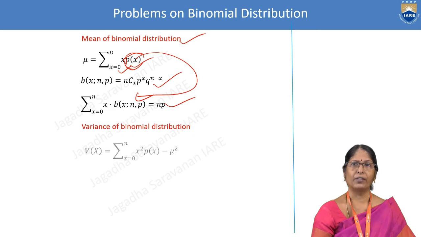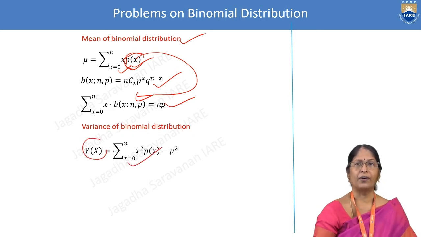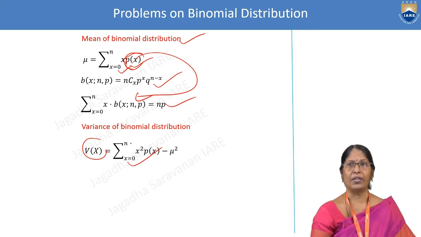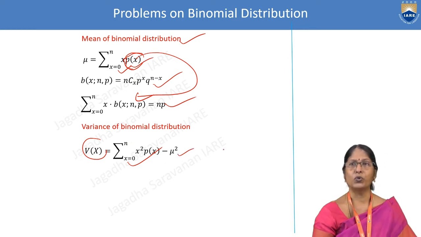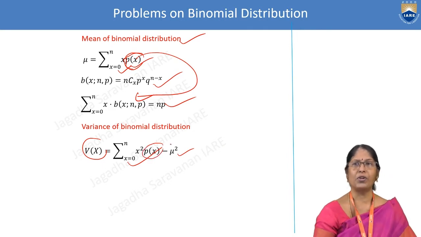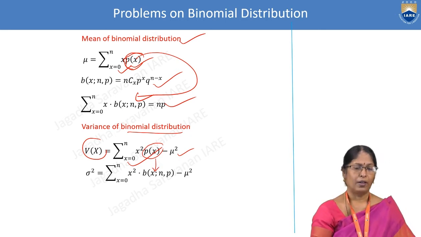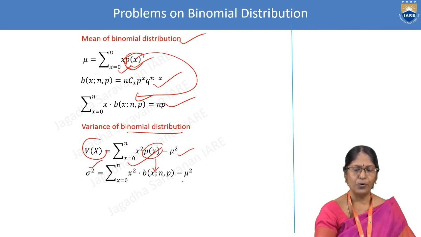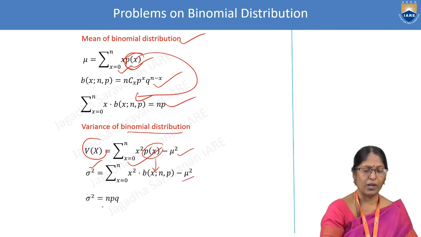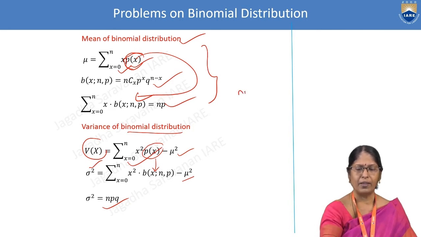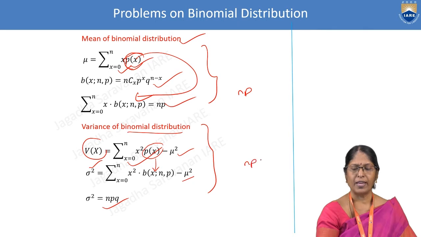Variance of the binomial distribution is this formula: V of x represents variance of the random variable, summation x equal to 0 to n, x square p x minus mu square. Here the probability distribution is replaced by the binomial distribution. The variance, sigma square, is the notation for variance of the binomial distribution. Mu is for mean. So sigma square is nothing but npq. So the mean of the binomial distribution is np, and the variance of the binomial distribution is npq.